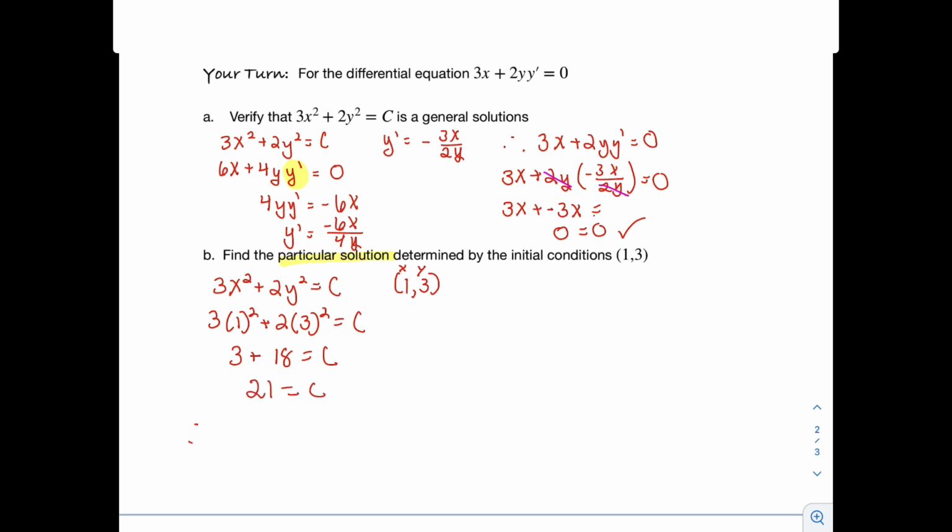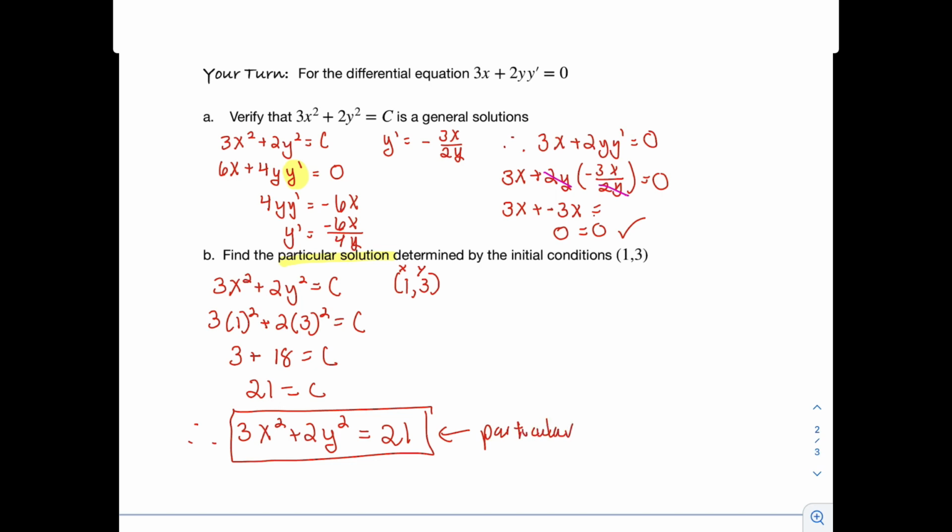So therefore, my particular solution to this differential equation at this initial condition is 3x squared plus 2y squared equals 21. And that's how you find particular solutions to an initial value problem, a differential equation problem.